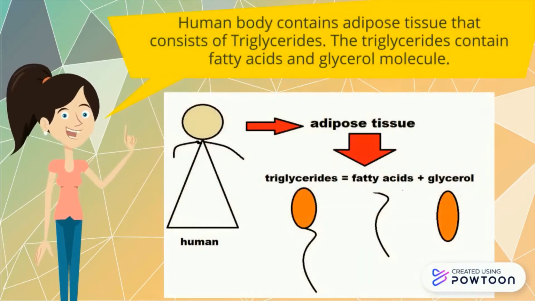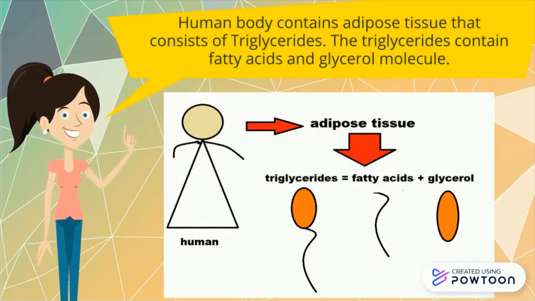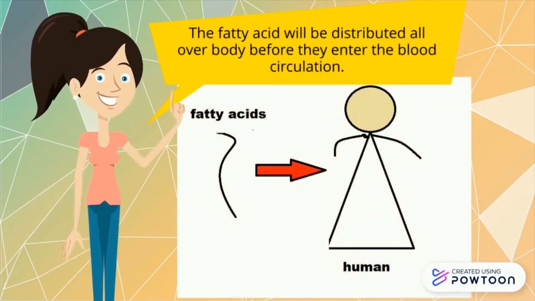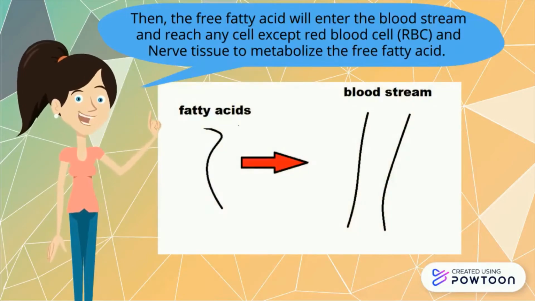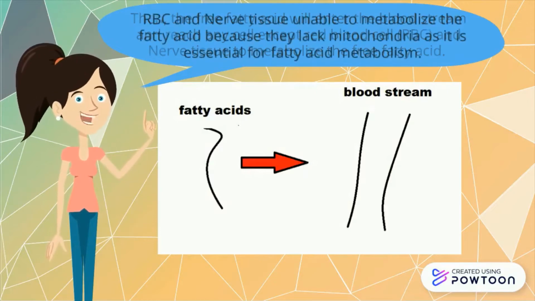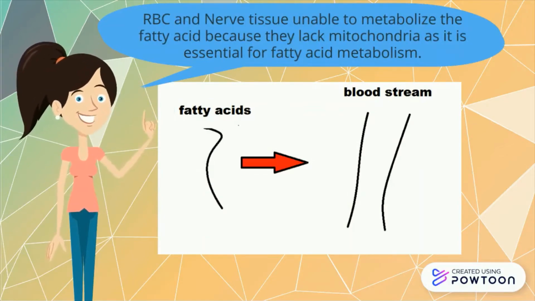The human body contains adipose tissue that consists of triglycerides. The triglycerides contain fatty acids and a glycerol molecule. Next, the fatty acids will be distributed all over the body through the blood circulation. Then, the free fatty acid will enter the bloodstream and reach any cell except RBC and nerve tissue to metabolize the free fatty acid. RBC and nerve tissue are unable to metabolize fatty acid because they lack mitochondria, as it is essential for fatty acid metabolism.